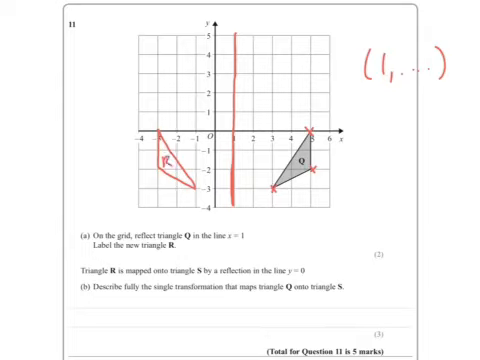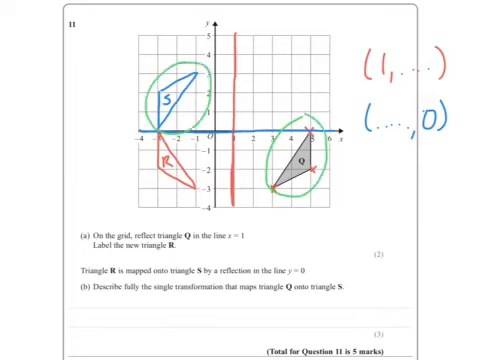Okay, it then says the triangle R is mapped onto triangle S by reflection in the line y equals 0. So y equals 0 means all the points on that line are something, 0. Now that happens to be another name for the x-axis. So I'm going to be reflecting in this line here, which I can do quite happily. Where are we? There, and that's S.